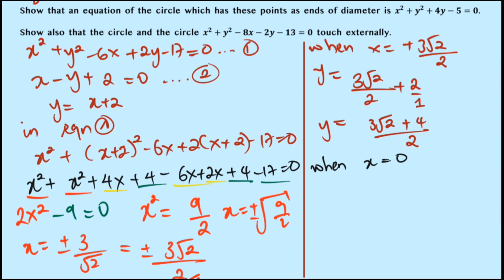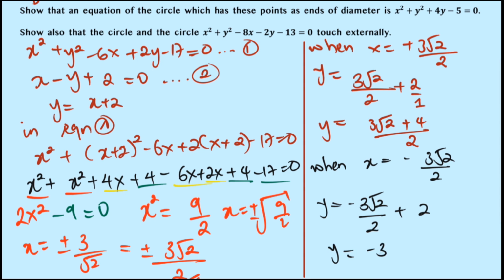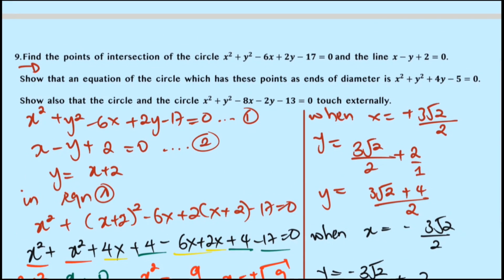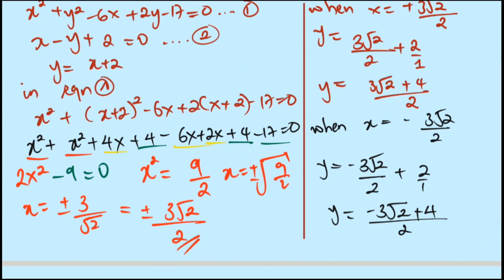And then when x is equal to negative 3 root 2 over 2, we would have y being equal to negative 3 root 2 over 2 plus 2 again. So negative 3 root 2 plus 4 over 2. So these are the points of intersection.